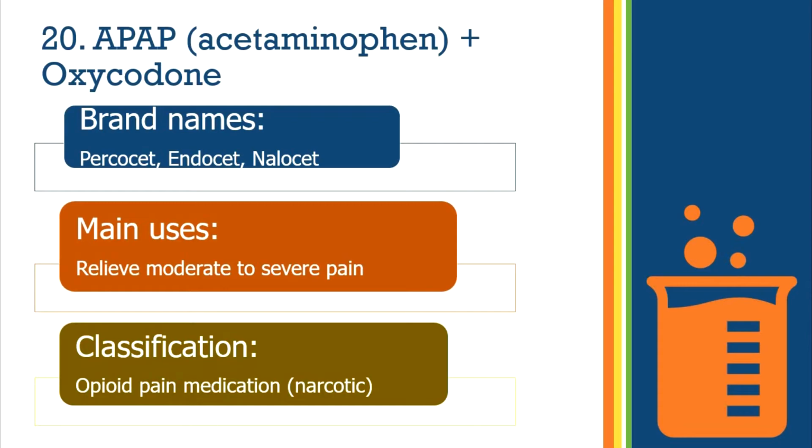Oxycodone with acetaminophen is a combination drug, also known as Percocet. It is used to treat or relieve moderate to severe pain, classified as an opioid pain medication, and it's a narcotic.